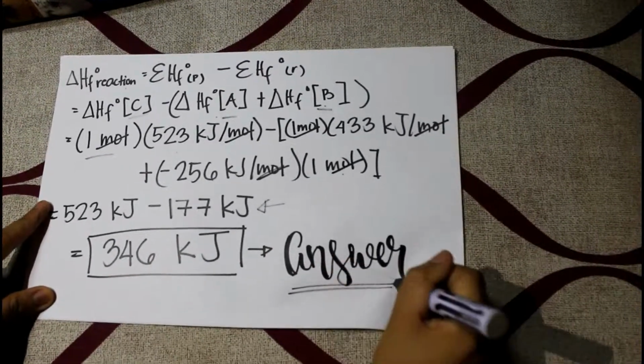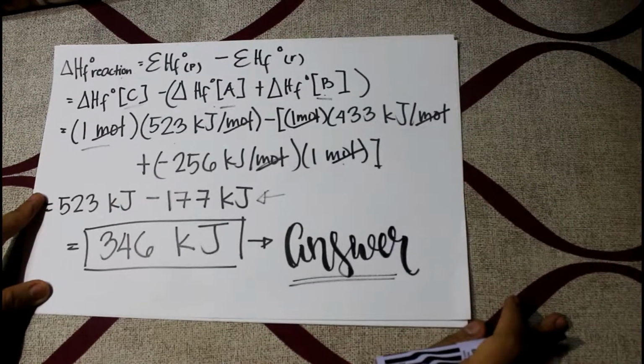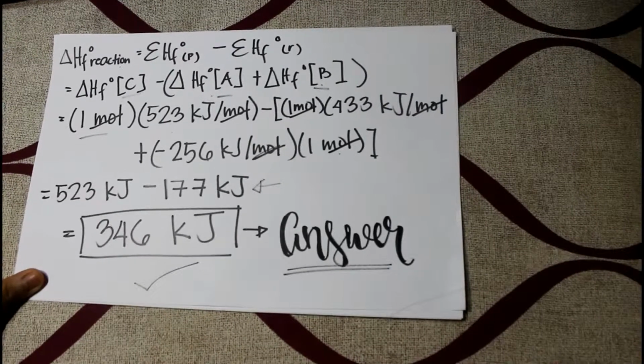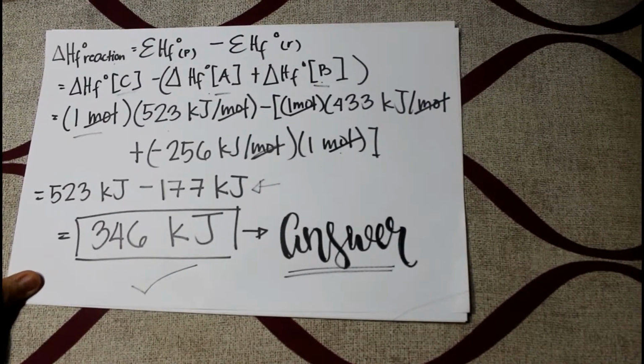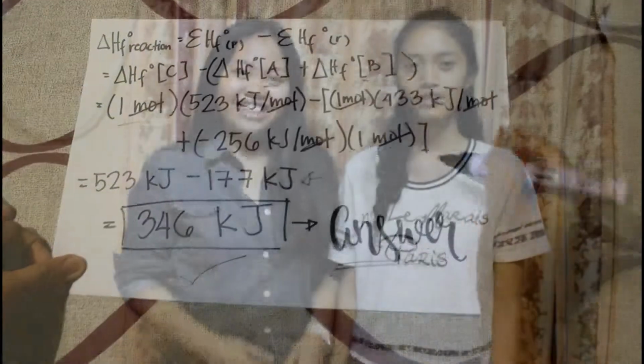The result is 346 kilojoules, which is the standard enthalpy change of formation for the creation of variable C. The standard enthalpy of formation of a pure element is in its reference form. Thus, its standard enthalpy of formation is 0. So now, we're gonna focus on how to calculate the enthalpy change of reaction.